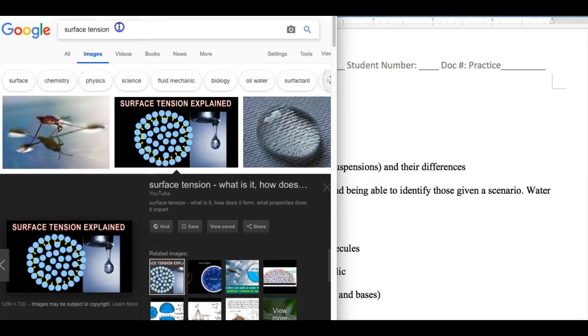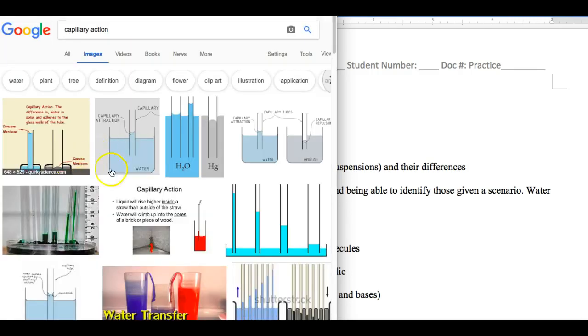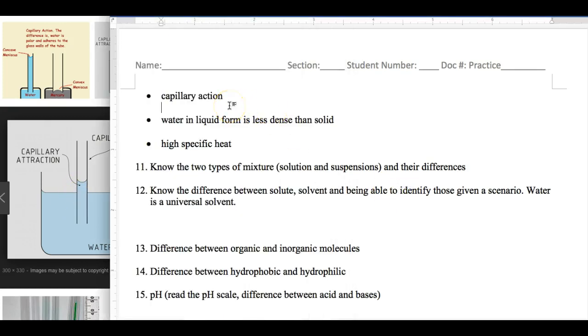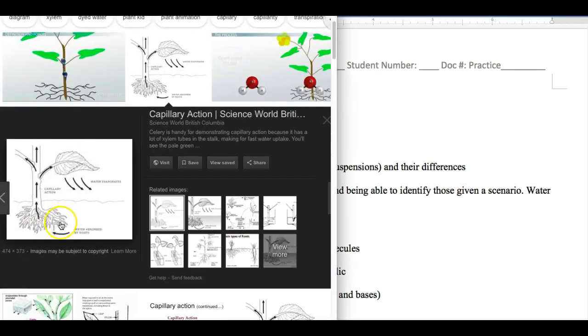Capillary action. So here's capillary action. Right here, for example, if you were to put a very thin tube into water, the water will get sucked up by the tube without you having to do anything, because water can stick to each other, which is cohesion, and water can stick to the side of the capillary tube, which is adhesion. So capillary action is a result of cohesion and adhesion.